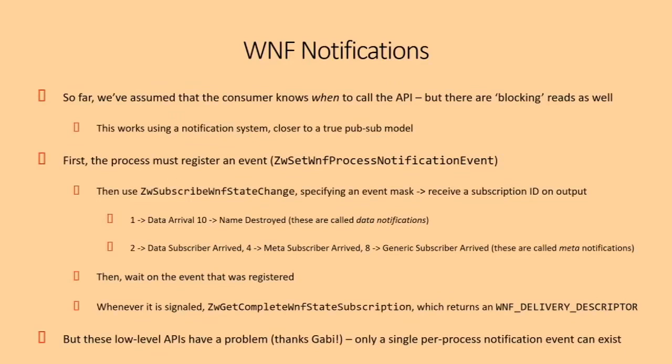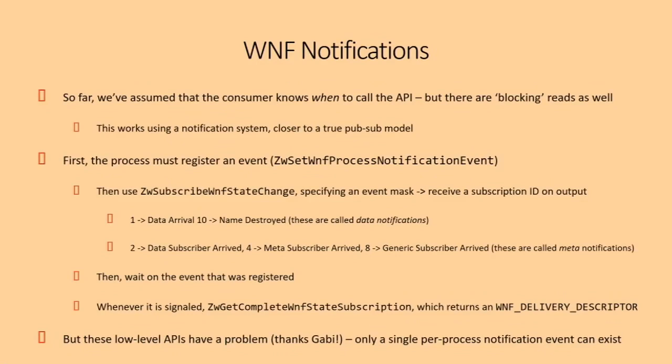It's basically called a meta notification. It tells you when anyone else has also subscribed for the thing you're also subscribing for. That's something you can do. Then your event will get signaled. So you wait on your event handle. Every time it gets signaled, you call get completion WNF state subscription. This gives you a delivery descriptor that basically shows you the last update that was just pushed: what data, what size, what is the change stamp that caused you to wake up.